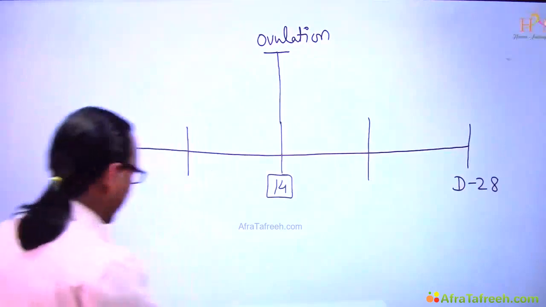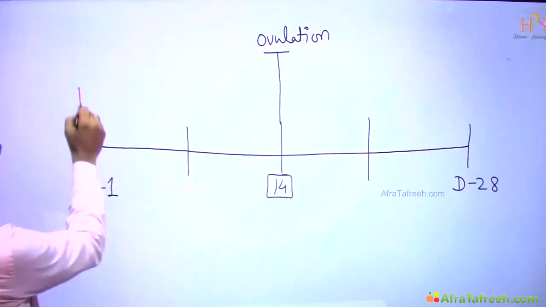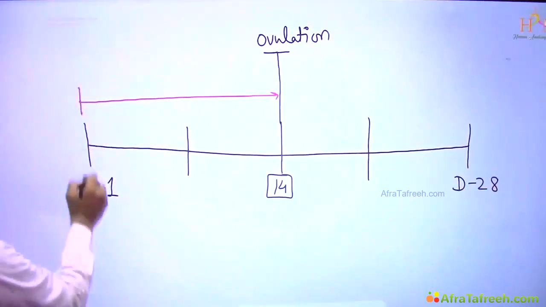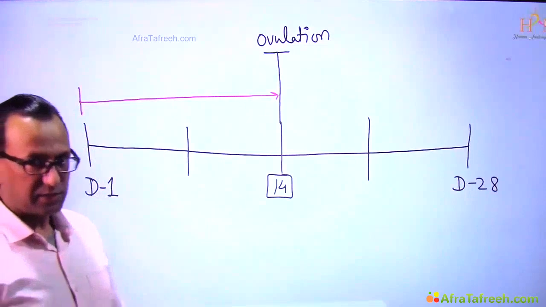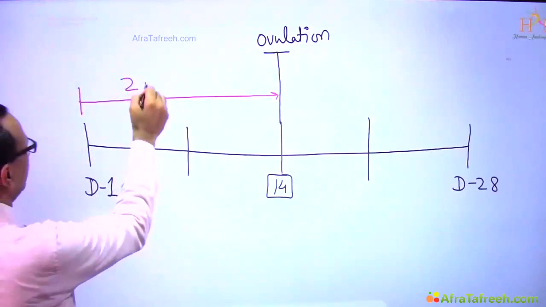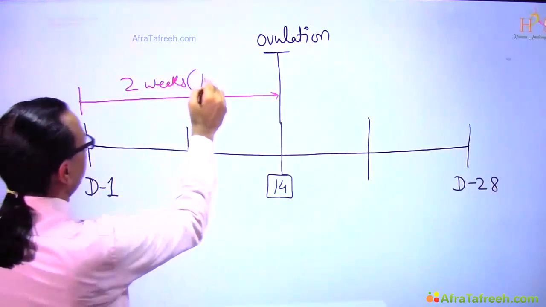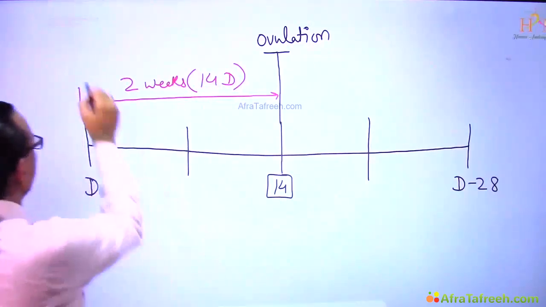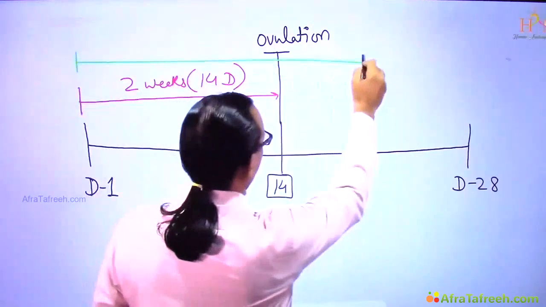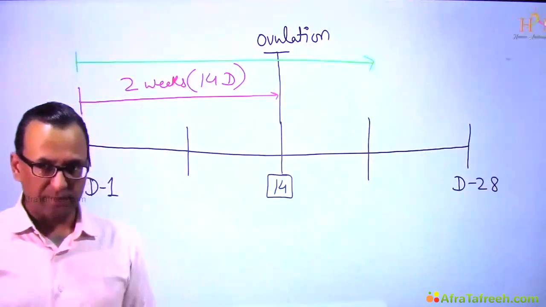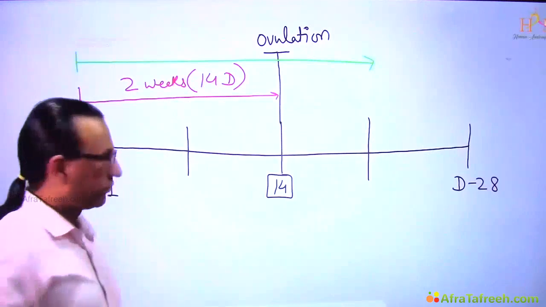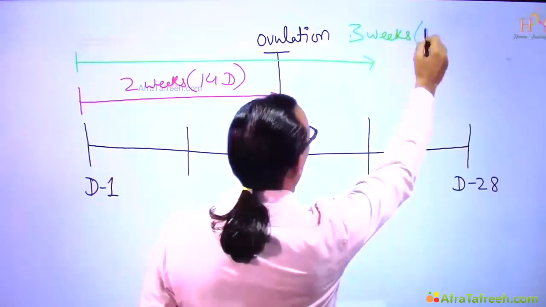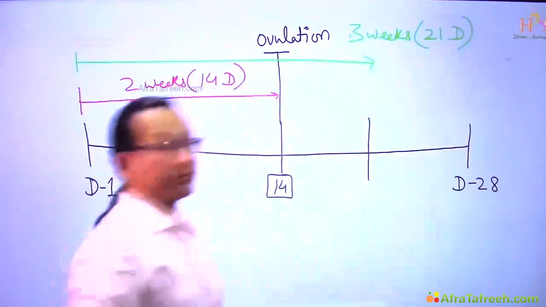Remember, when we are talking about the gestational age, which is calculated from the first day of the menstrual period, last menstrual period, this is going to be 2 weeks, which is 14 days, the day of ovulation. But if you are talking about the implantation, means the blastocyst is getting implanted into the endometrium of the uterus, then it will be 3 weeks, which can also be called as 21 days.